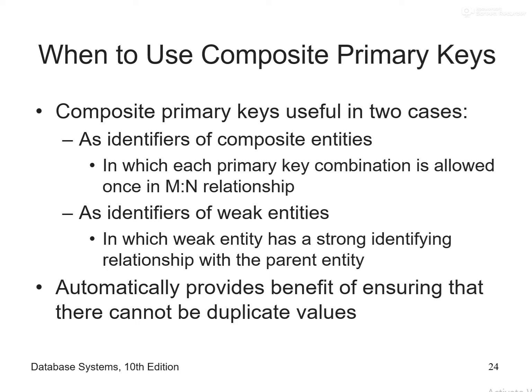Or when we are using weak entities as an identifier for weak entities, because in weak entities which have a strong identifying relationship with the parent entity, we need to add the primary key of the parent entity as a part of the primary key of the weak entity. So in that case your primary key will be a composite key.